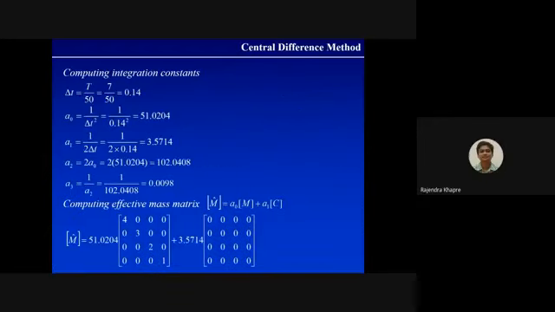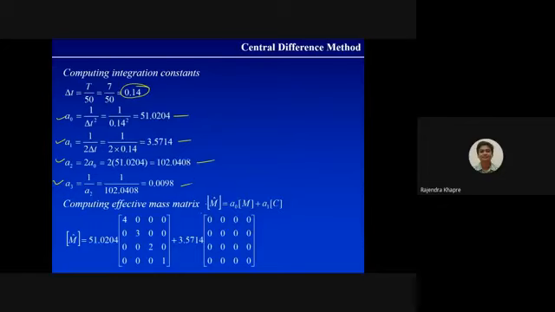integration constants. So delta t, in the problem the delta t is given to you as capital T by 50. So capital T is 7, so divided by 50, delta t comes out to be 0.14, and correspondingly we can calculate now a0, a1, a2, because all these are simple equations, and accordingly now we can get a0 as 51.02, a1 as 3.57, a2 as 102.04, and a3 as 0.0098.